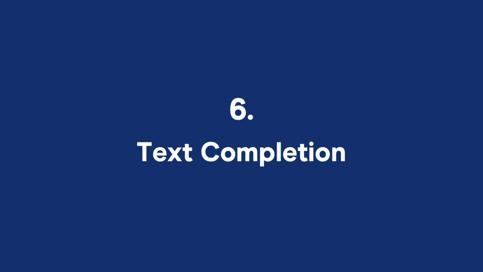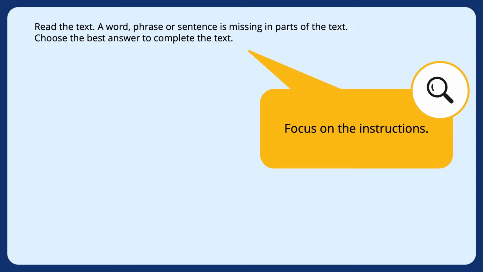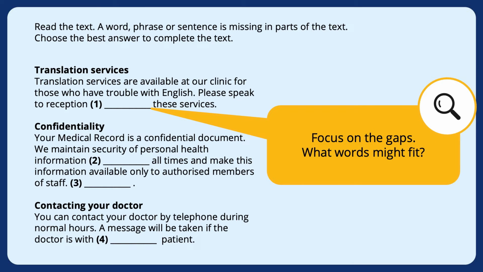Number 6, text completion. Let's read the instructions. It says, read the text. A word, phrase, or sentence is missing in parts of the text. Choose the best answer to complete the text. So here is the text here. Let's focus on the gaps. What words might fit in these gaps?